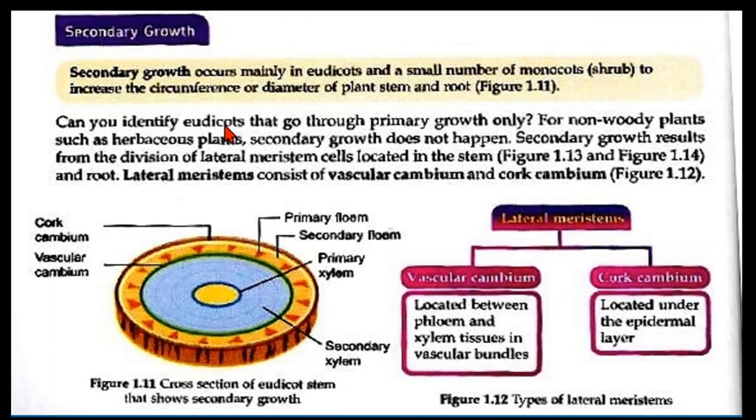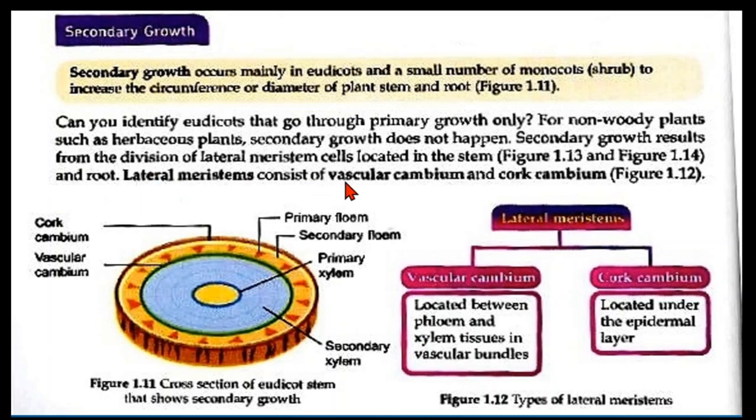Can you identify eudicots that go through primary growth only? For non-woody plants such as herbaceous plant, secondary growth does not happen. Non-woody plants, plants without wood, such as herbaceous plants. Secondary growth results from the divisions of lateral meristem. Okay, lateral meristem located in the stem. Remember, in our previous class we learned where the lateral meristematic tissue is, in the stem and also in the root.